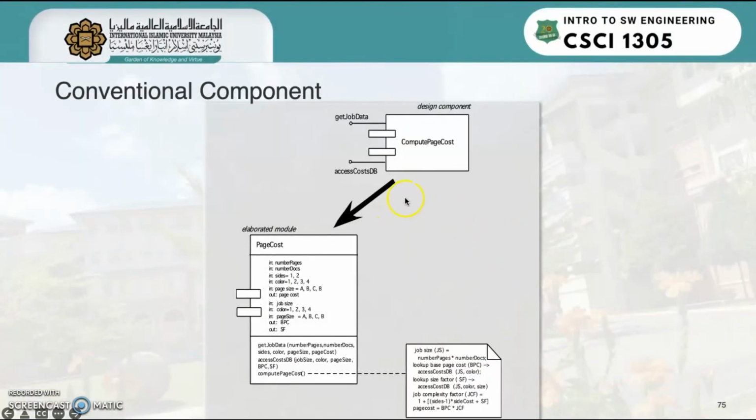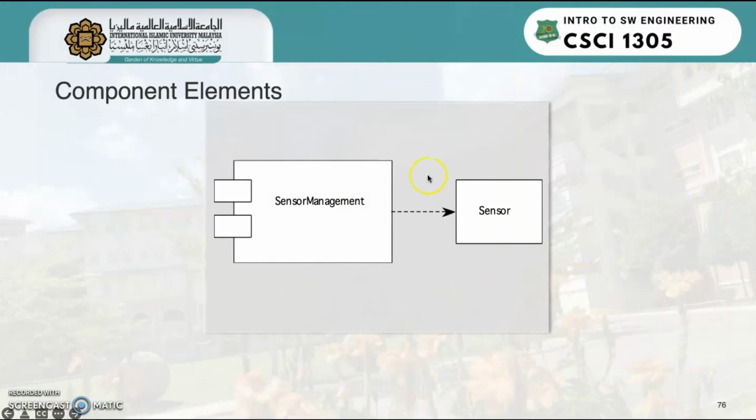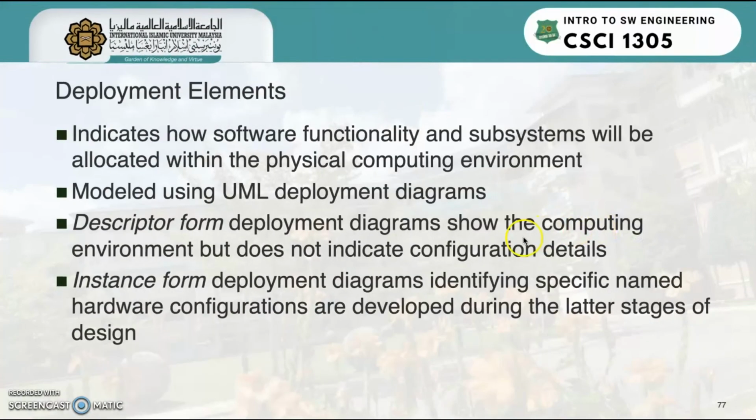So how can we use UML to represent these components? We can use this component diagram. So this is a component, we have the port, the services provided and required. So this is the dependency to another component or module. So this is another example where you have to read from the sensor. You need the data from the sensor, and the sensor management will do the processing.